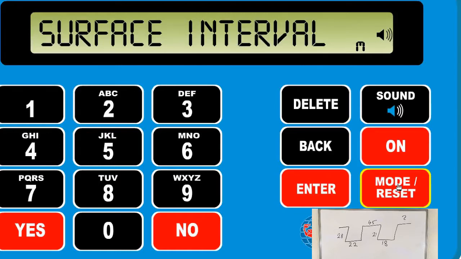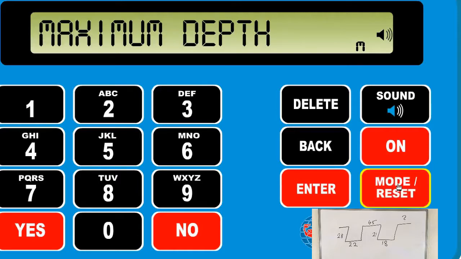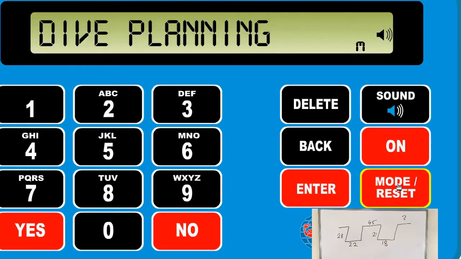We click it again, and here I think we've got the first quirk. The word says surface interval, but for those of you who know about the eRDPml, it's not surface interval, is it? It's minimum surface interval. It doesn't say that, but that's what it is. If you're trying to find a surface interval with this mode, you're going to be unlucky. And the third mode is maximum depth. Well, we don't use that one very often. It's fairly self-explanatory. Click it again, we're back to dive planning.